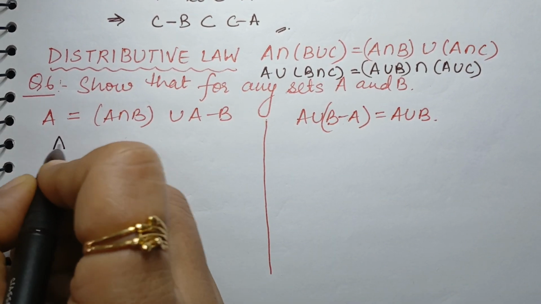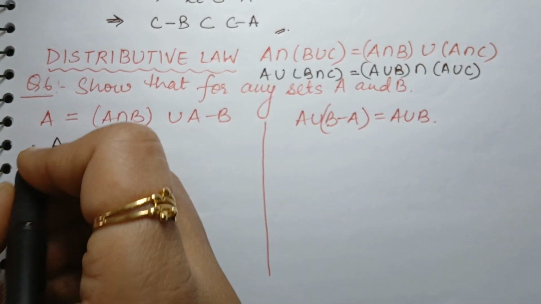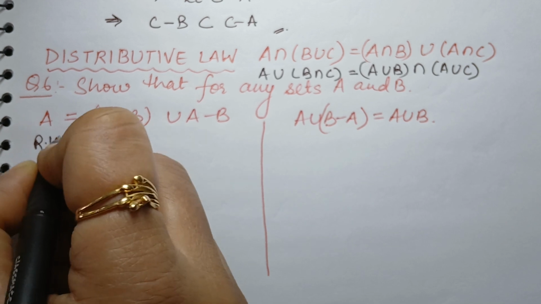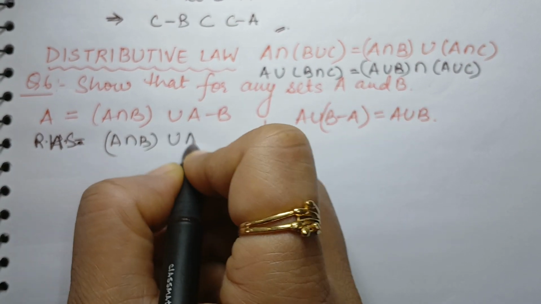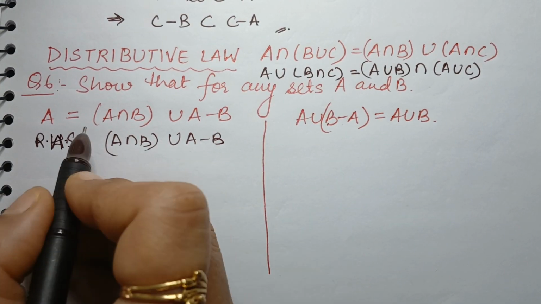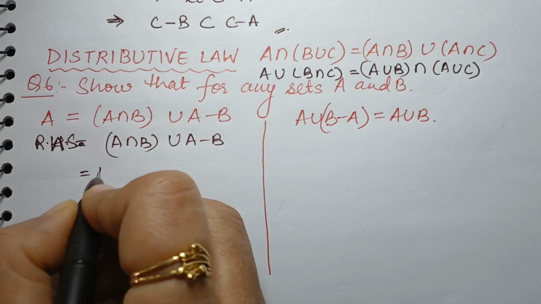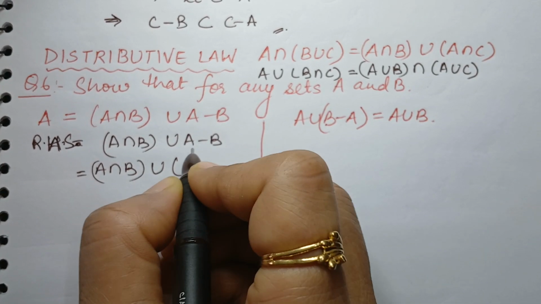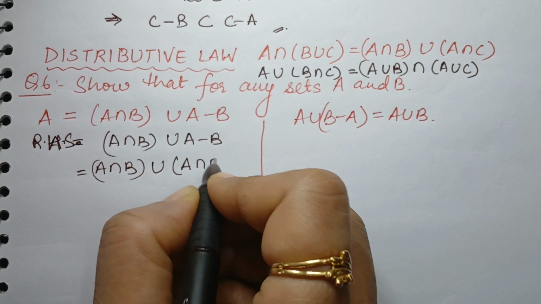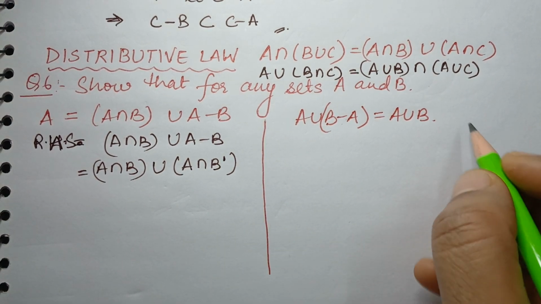So let us start. A is equal to A intersection B union A minus B. I will start from the right hand side, which is A intersection B union A minus B, and I will reach up to here. I will prove that this thing is equal to A. Now, A minus B can be written as A intersection B complement. I will show you how.